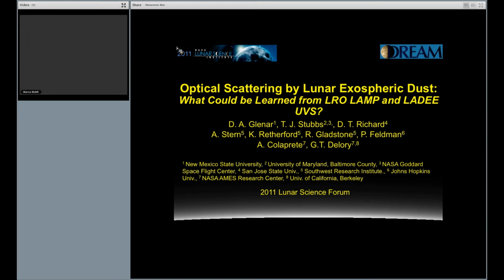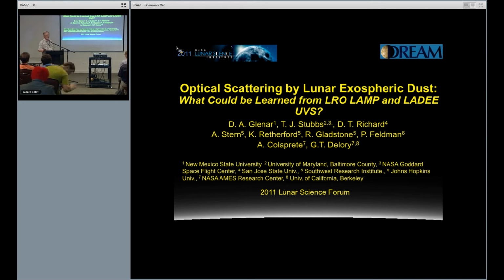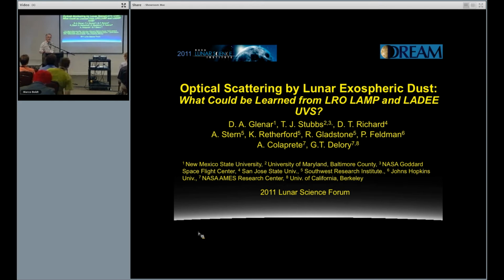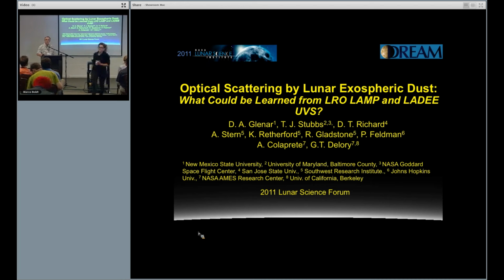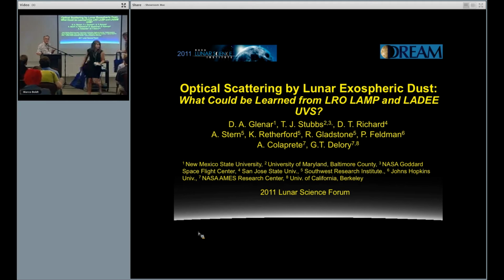Make it very short. A couple of years ago, we started simulating, using Mie scattering, the putative horizon glow that LAMP and UVS might see.